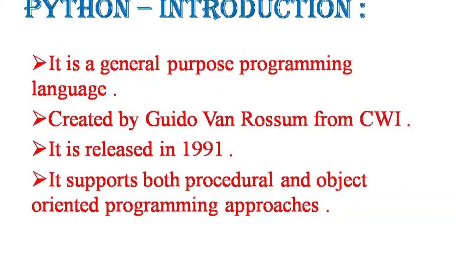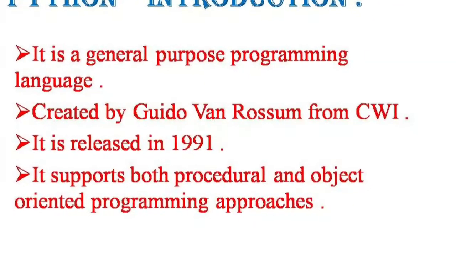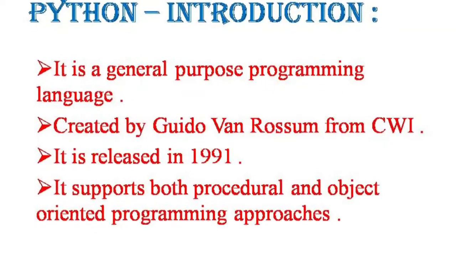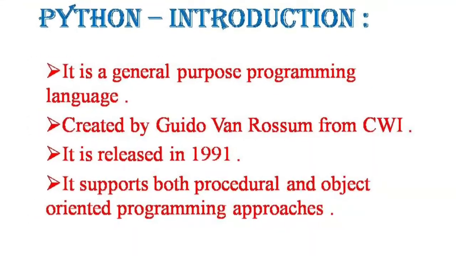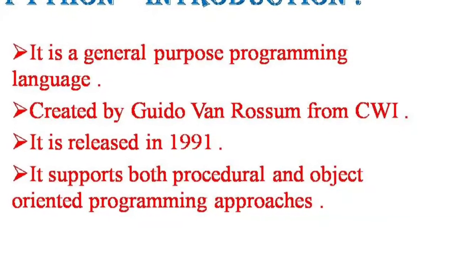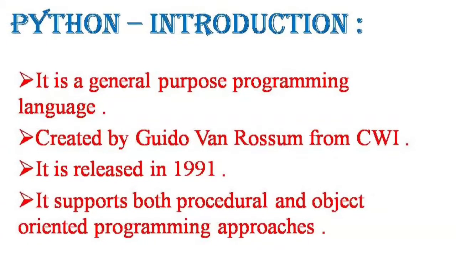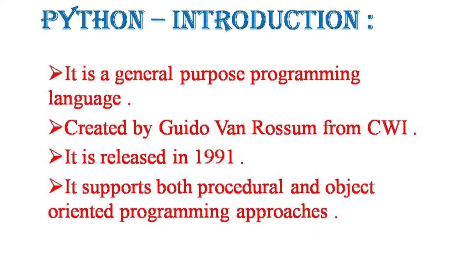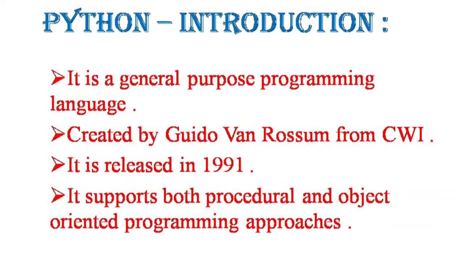Python is a general purpose programming language created by Guido van Rossum from CWI. The language was released in 1991. Python supports both procedural and object-oriented programming approaches.